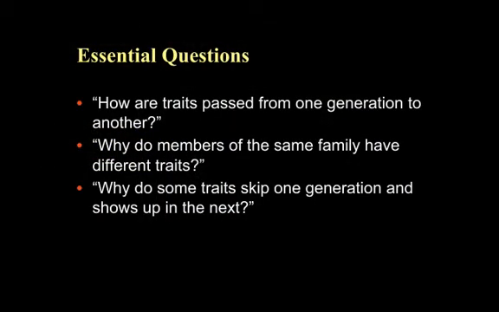Some questions that will drive this podcast and others related to it are listed. Number one, how are traits passed from one generation to another? Number two, why do members of the same family have different traits? For example, you and your siblings, if you have them, why do you look different from them? And then thirdly, why do some traits skip one generation and show up in the next generation?